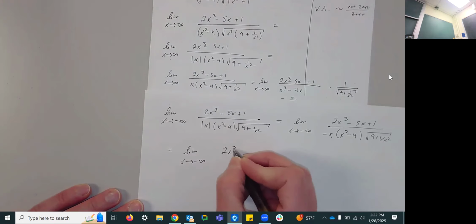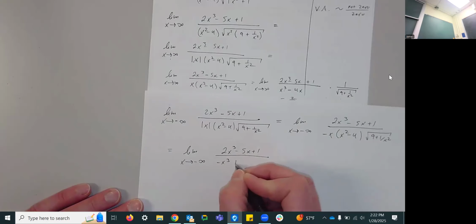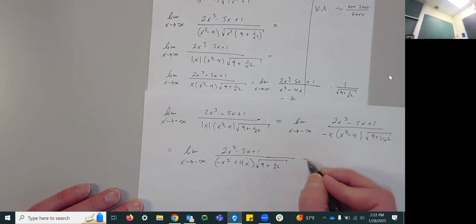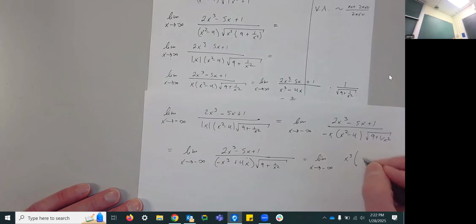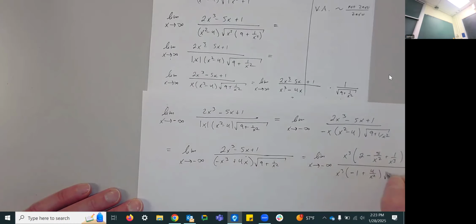So we're going to have (2x cubed minus 5x plus 1) over (negative x cubed plus 4x) times the square root of 9 plus 1 over x squared. And then I'm going to divide everything by x cubed. Or I think it's probably easier to say factor out an x cubed. So I factor out x cubed. On top, I have 2 minus 5 over x squared plus 1 over x cubed. If I factor out an x cubed on the bottom, I have negative 1 plus 4 over x squared. And this just stays as is.